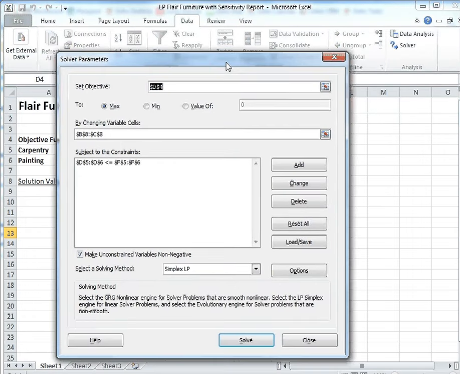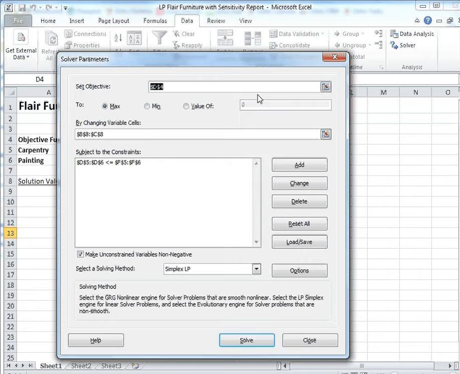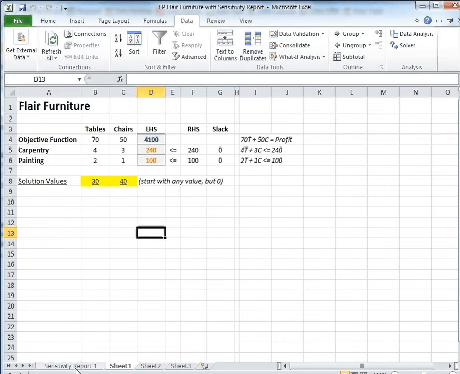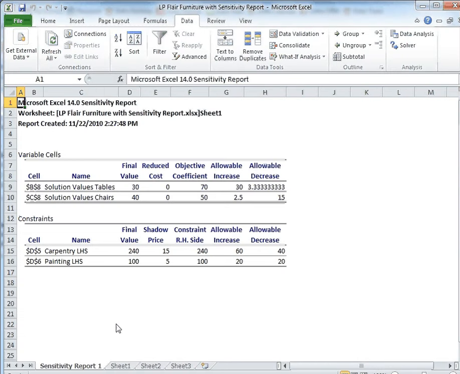Note, by the way, that this is the dialog for Excel 2010. For 2007, it looks a little bit different. Make sure that you check that you want non-negativity, a non-negative solution. I have to select the simplex LP method, but this is automatic in 07 if you check the linear problem or linear solution in options. The key, however, is that you have to select the sensitivity report, and that produces a separate output, and that's what the sensitivity report looks like.